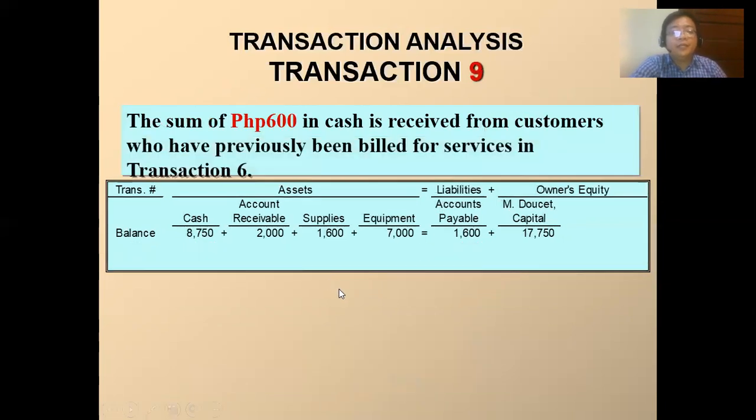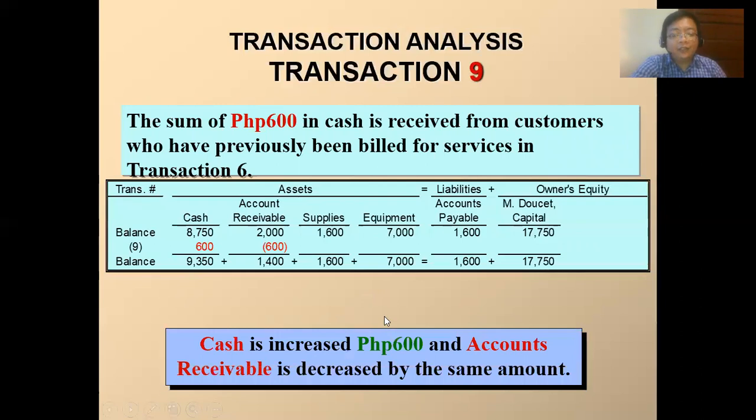Alright. Number 9, the sum of 600 in cash is received from customers who have previously been billed for services. So kanina, walang pera yung customers mo, pero ngayon may pera na. So magbabayad na ng utang sa'yo. So it will add to your cash, but it will deduct from your accounts receivable by the same amount. Same pa rin. 19,350, 19,350. Why? Because you just add 600 but you minus it from your accounts receivable and you have the same amount of assets. Di ba? That's why you have the same balance of 19,350. So cash is increased by 600 and AR naman is decreased by the same amount.